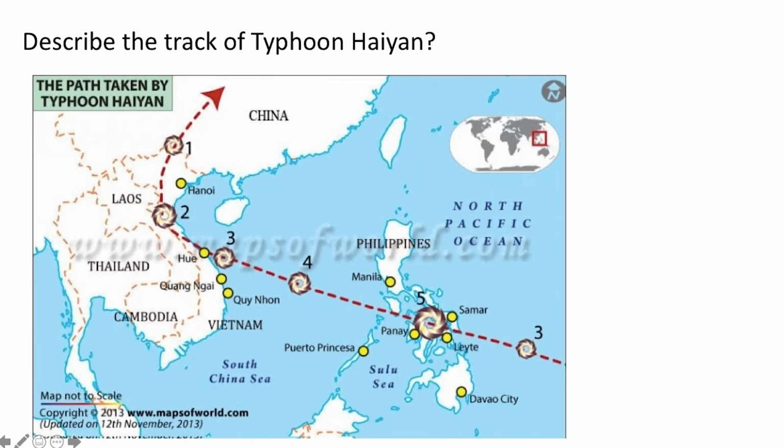Let's take a look at this map. It shows the route of Typhoon Haiyan. The question has the word track in it. Track means describe the route. Which way did it go? So let's take a look here.